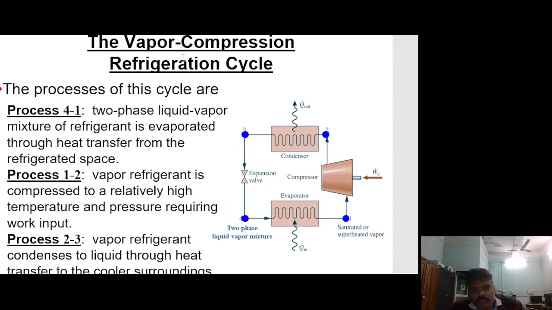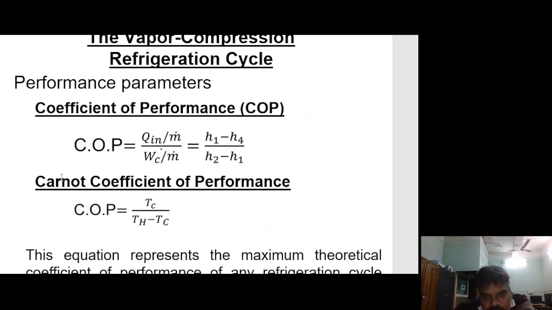The vapor compression refrigeration cycle. The processes of this cycle are: process 4 to 1. Two-phase liquid-vapor mixture of refrigerant is evaporated through heat transfer from the refrigerated space. Process 1 to 2. Vapor refrigerant is compressed to a relatively high temperature and pressure, requiring work input. Process 2 to 3. Vapor refrigerant is condensed to liquid through heat transfer to the cooler surroundings. Process 3 to 4. Liquid refrigerant expands to evaporator pressure.